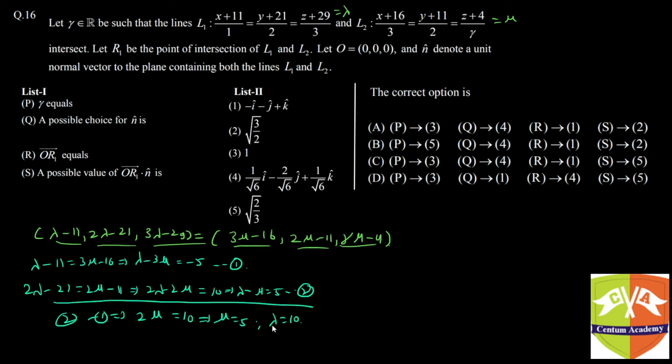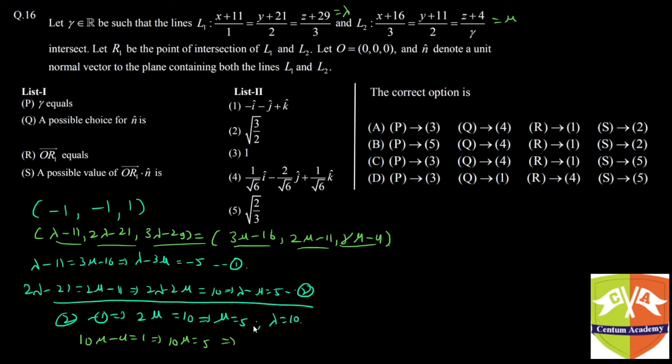If mu is 5, lambda is 10, what are the coordinates of the point r? Lambda is 10, then this is 10 minus 11 is minus 1, 20 minus 21 is again minus 1, and 30 minus 29 is 1. And my lambda mu minus 4 will become equal to 1. Lambda is 10, so 10 mu minus 4 is equal to 1, so 10 mu equals 5.